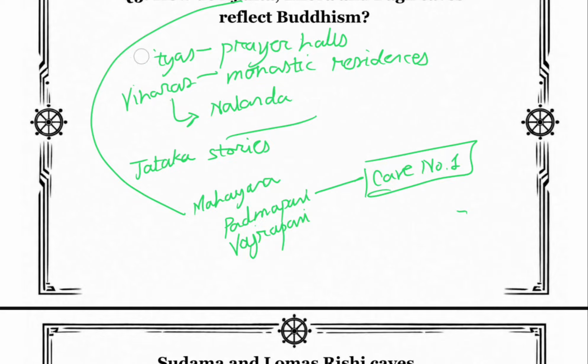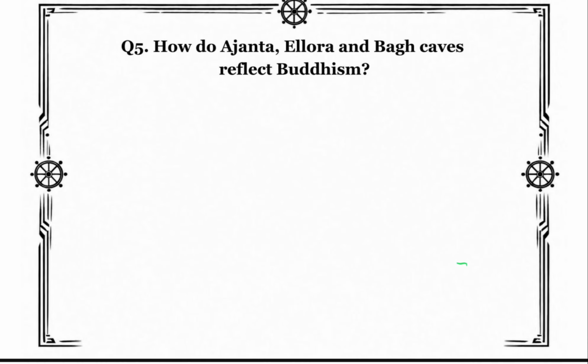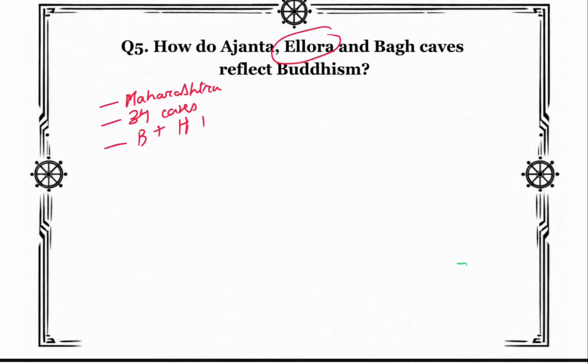We next move to the Ellora caves. Ellora caves are again located in Maharashtra. It is a total of 34 caves. It belongs to 3 religious denominations. We have Buddhism, Hinduism, and Jainism. In Buddhism, we have caves 1 to 12. In Hinduism, we have caves 13 to 29, and Jainism is caves 30 to 34.